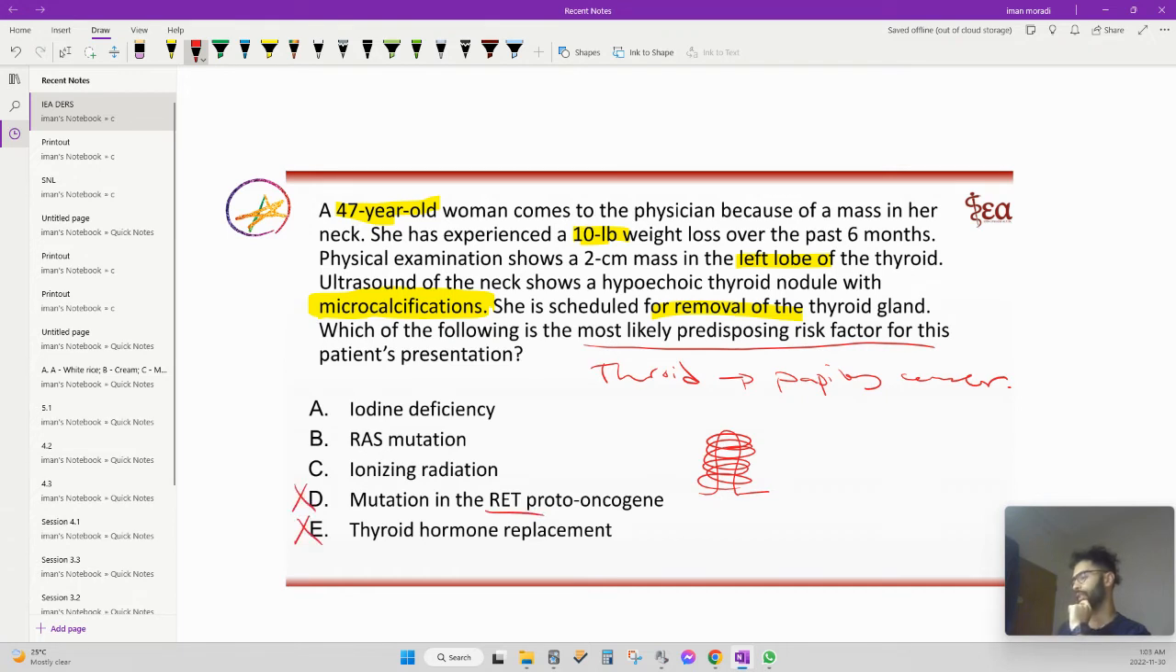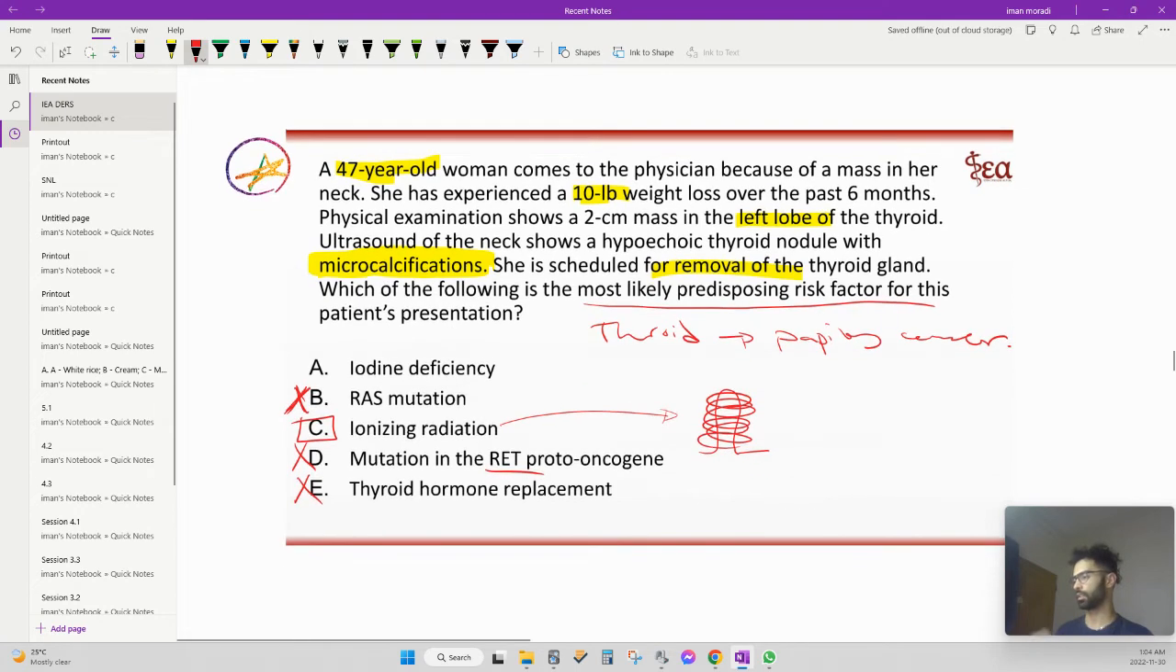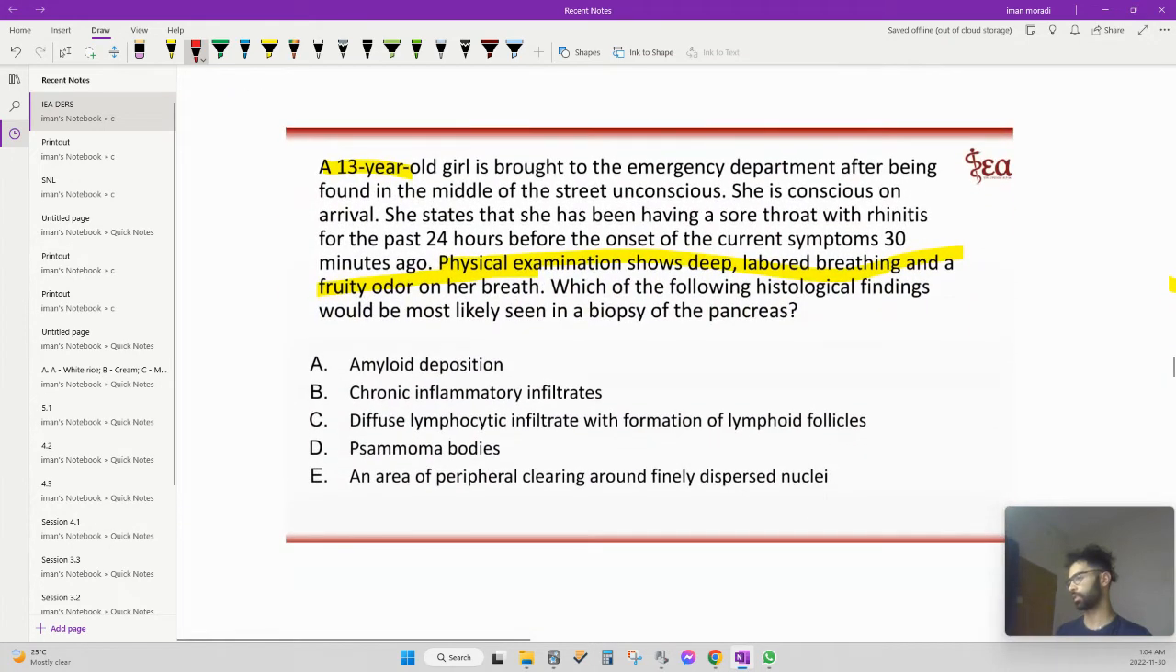Thyroid hormone replacement, I don't think that's a risk factor for anything. RAS mutations, I don't know if it's a thing here, but I do know it can happen in colorectal cancer a lot. It's KRAS, I don't know if it's the same thing, but I'm going to go with either A or C. I think it's C. Yes. Ionizing radiation, especially in childhood, predisposes people to developing thyroid cancer in the future, usually people who've had some sort of cancer and needed to be radiated up here as a kid.